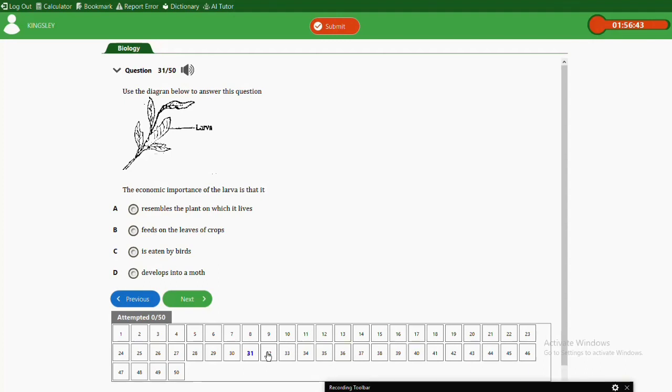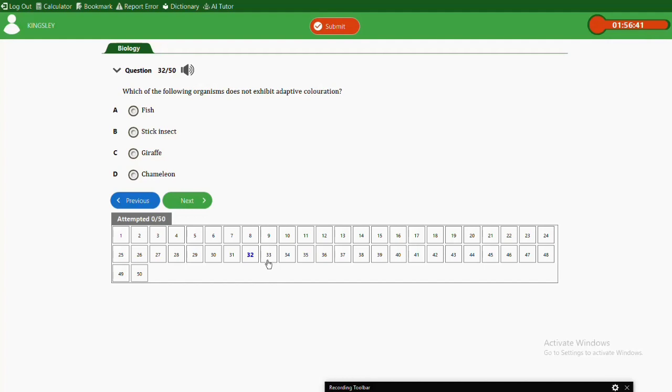So when you talk about economic importance, that's the impact of the organism on the economy, or how it causes any relevant change in yield or production. That's what we regard as the economic importance. And like we know, the larva here will feed on the leaves. So if it feeds on the leaves, there won't be enough leaves for these plants to carry out photosynthesis. So in that case, crop yield will reduce. So the economic importance of the larva on this leaf is that it feeds on the leaves. So option B is the correct option here. So that's it, guys. So let's look at the next question.